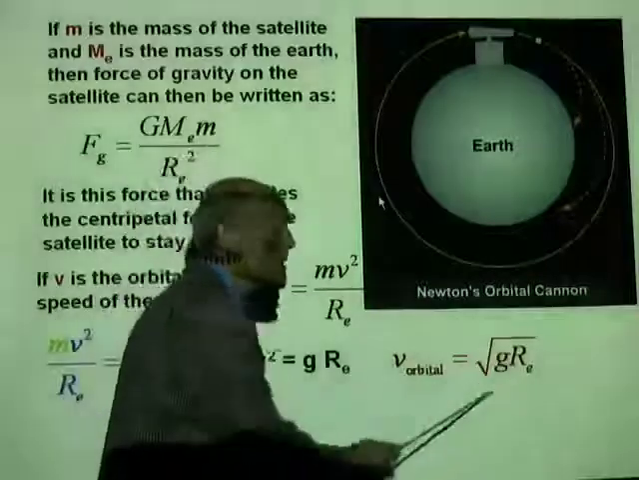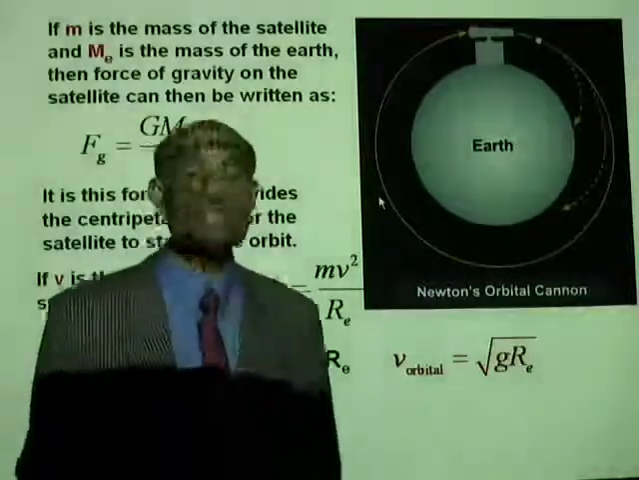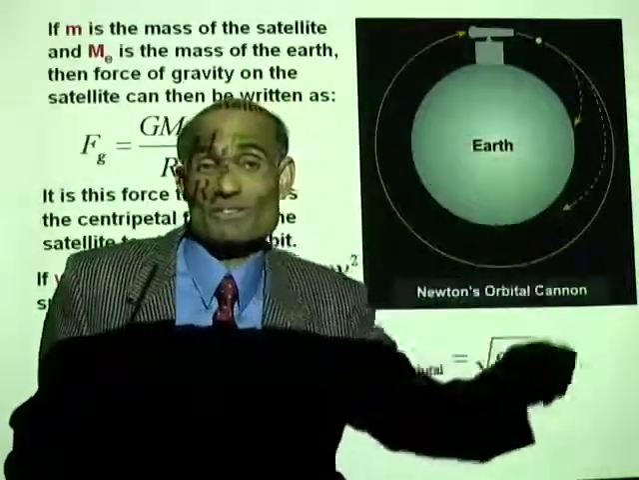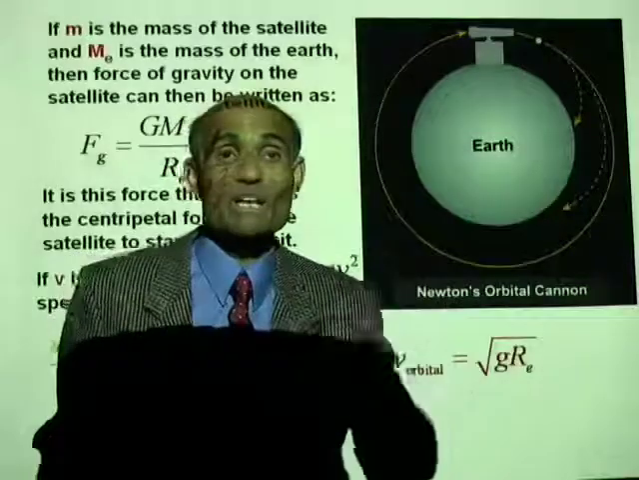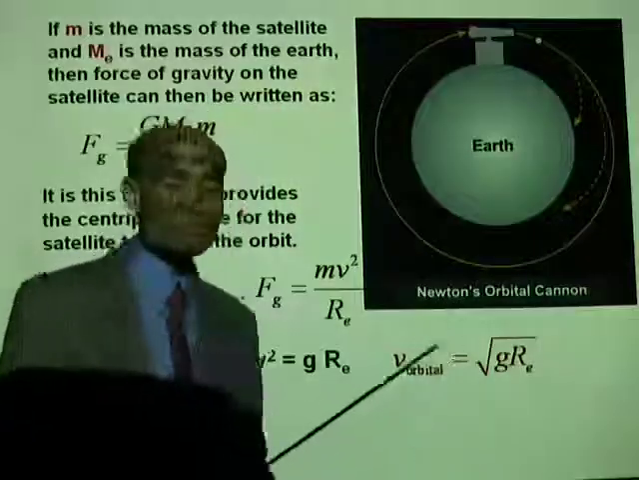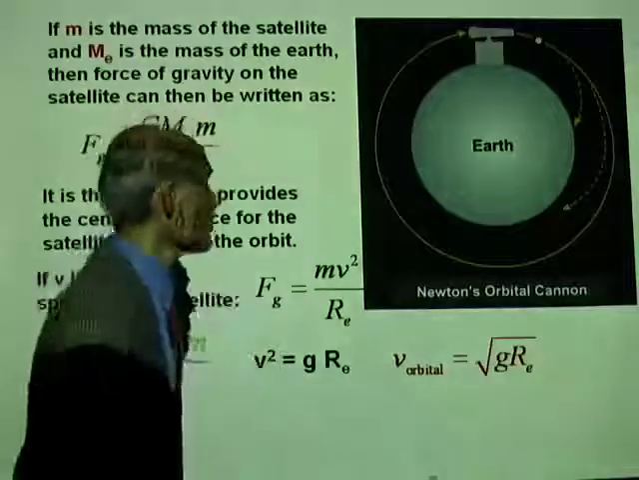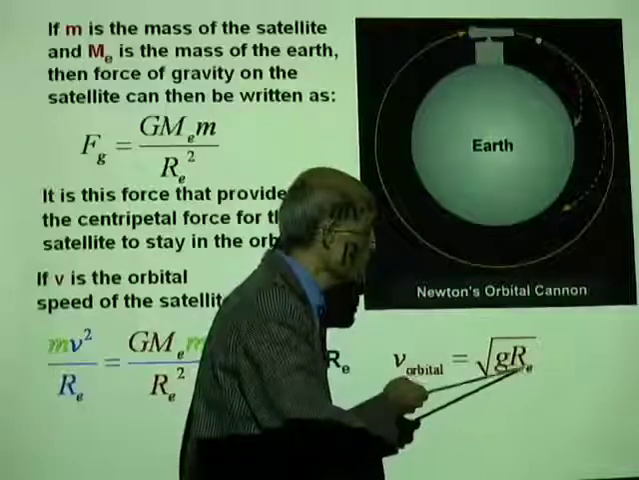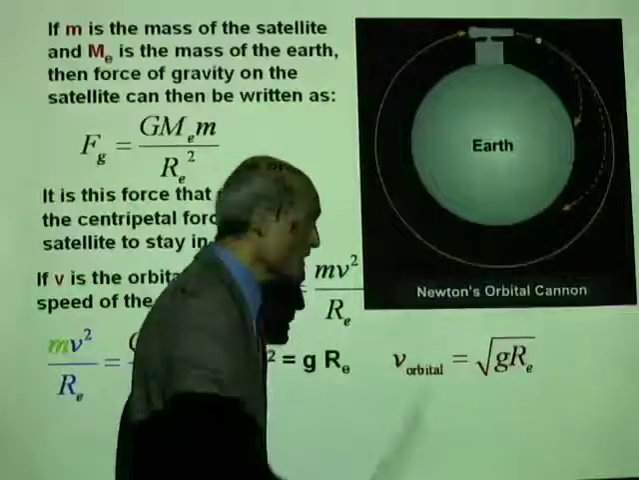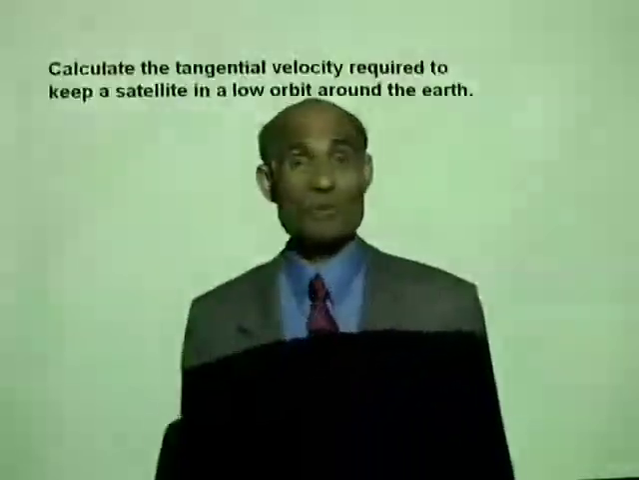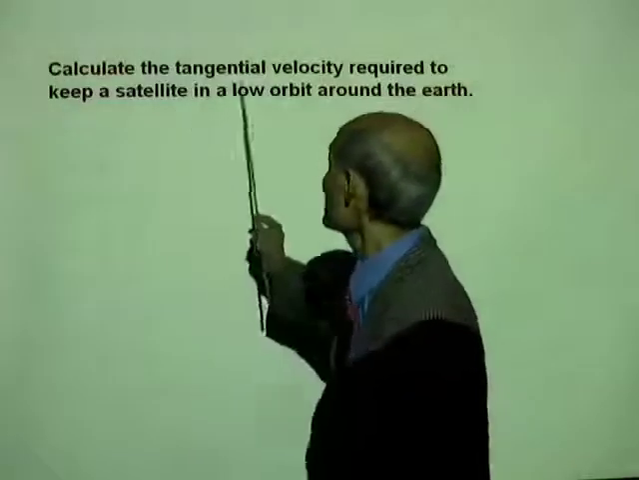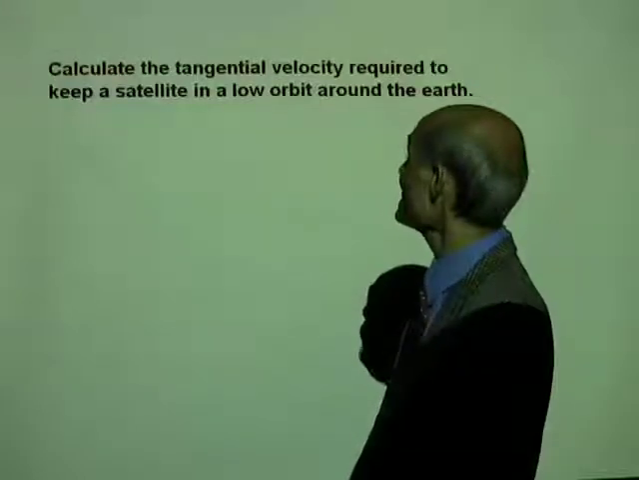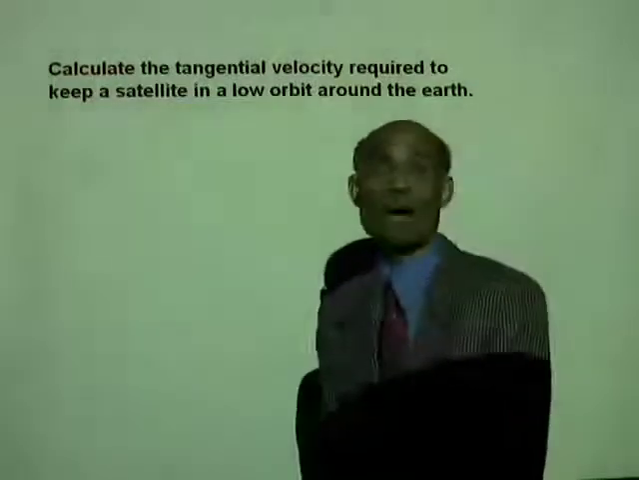The orbital speed, the speed that is necessary to keep an object in a low orbit, and I'm not talking about a high orbit, is the square root of g RE. We know the value of g on the surface of the Earth. We know the radius of the Earth. Therefore, we can calculate the orbital speed, the tangential velocity required to keep a satellite in a low orbit around the Earth.